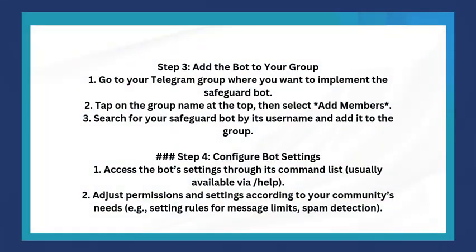The third step is to add the bot to your group. Go to your Telegram group where you want to implement the safeguard bot. Tap on the group name at the top and select add members. Search for your safeguard bot by its username and add it to the group.